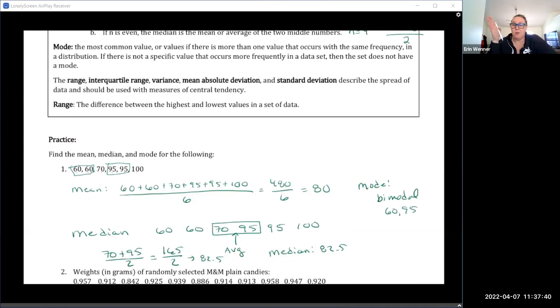Again, if every number had only occurred once, then there wouldn't be a mode. Okay, because there's no values that occur more frequently than the other ones.